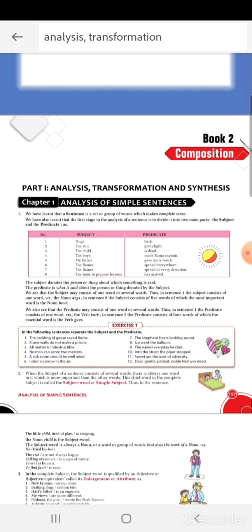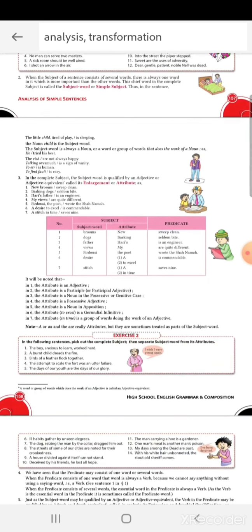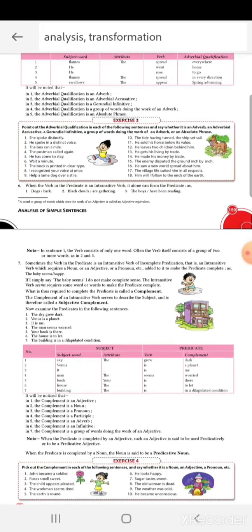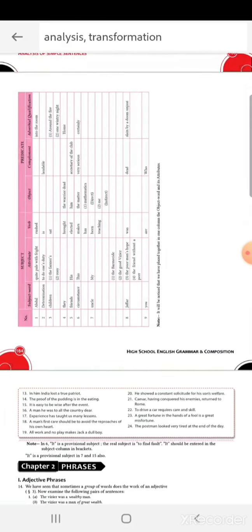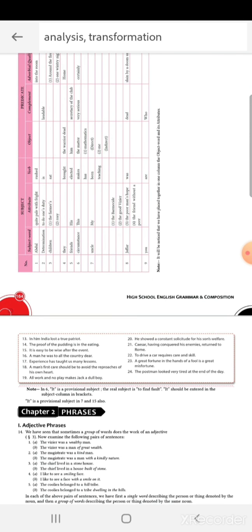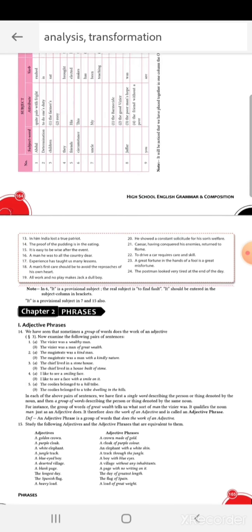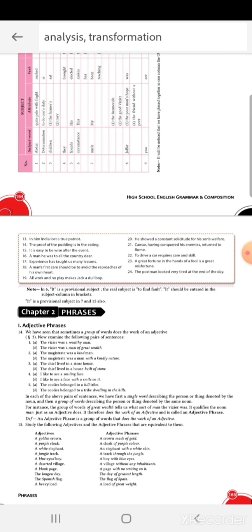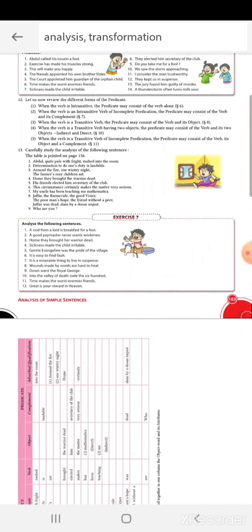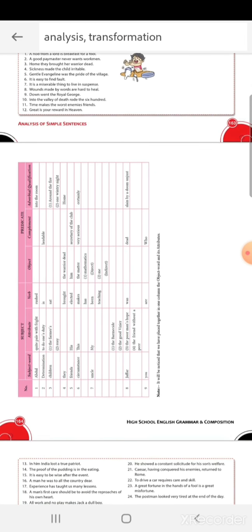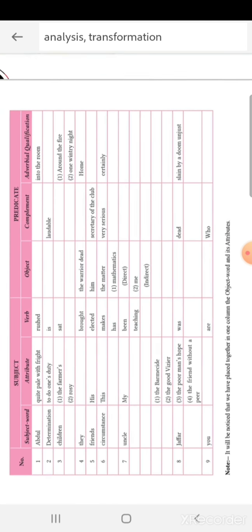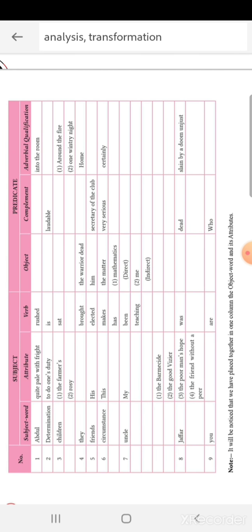Here you can see the analysis of simple sentences. You are supposed to read it from page 157 until page number 164, rather the top half of page number 165, before chapter 2, that is phrases. Before chapter 2, you are supposed to read it comprehensively. At page number 164, they have given the analysis of sentences. And one more thing they have discussed, that is attribute.